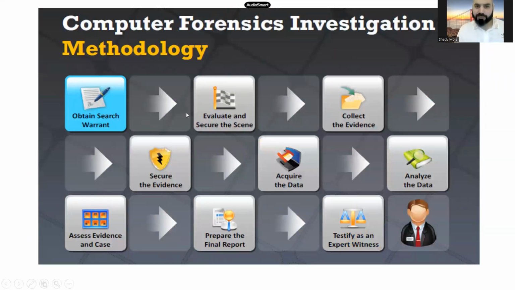So here is the computer forensics investigation methodology. In the very beginning, it says that if you're going to investigate a case and start to look for evidence in a computer, don't do this without obtaining a search warrant.